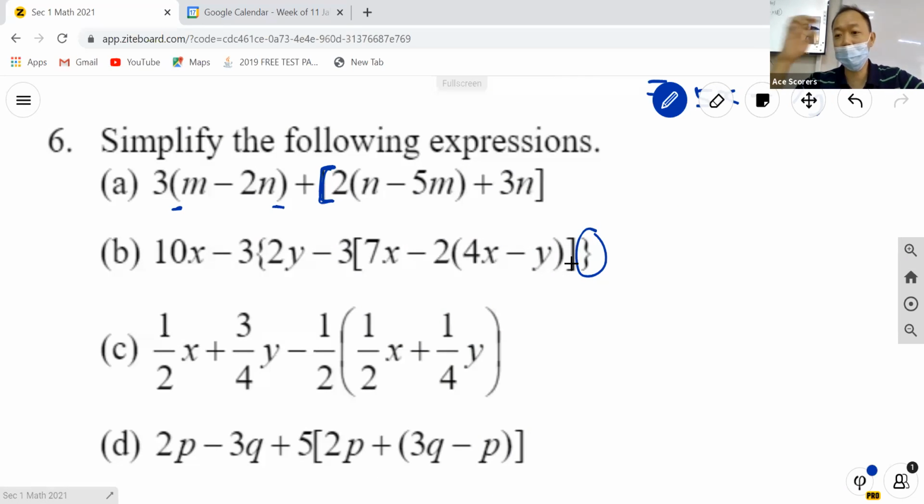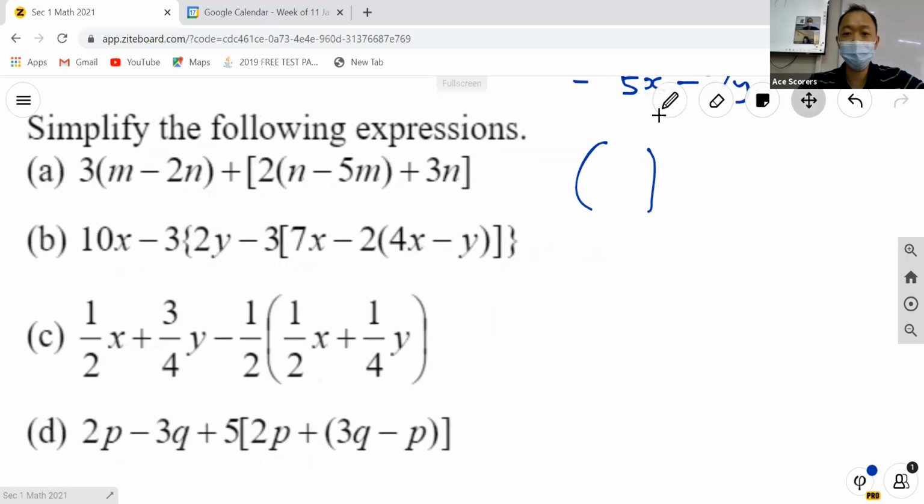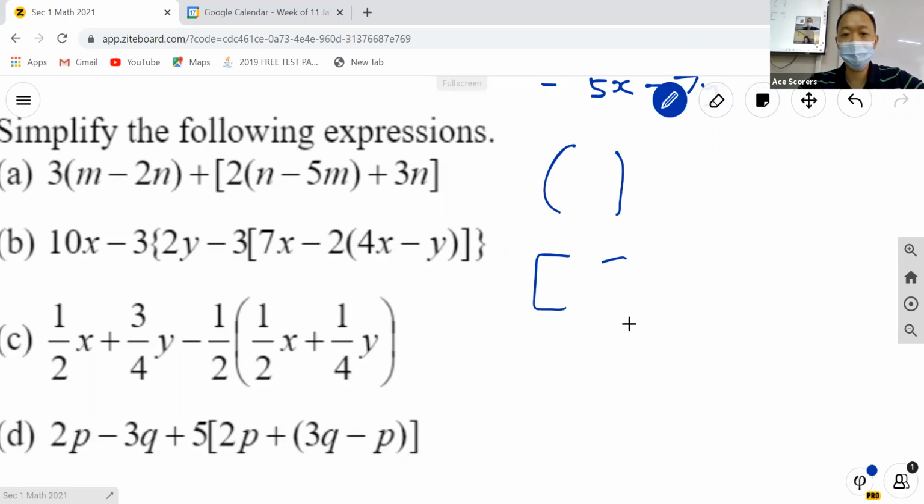Now, do you remember the BODMAS rule? BODMAS rule says you gotta solve brackets first, right? So out of these three, which one do you solve first? Let me just draw them out. So we have the curve one, the square one, and then we have the curly one. Which one do you need to solve first?